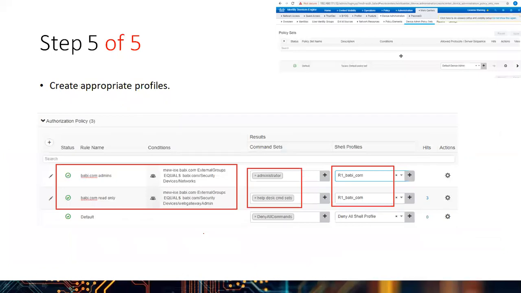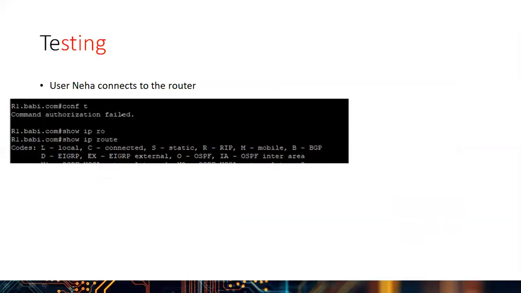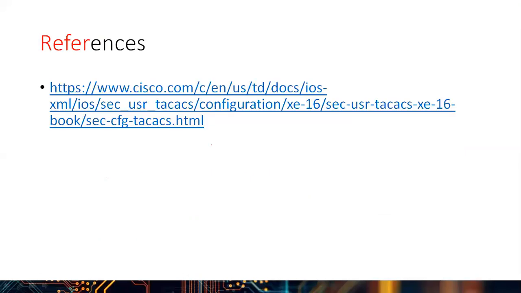Last step, where we have to create some authorization profiles, where policy is created to give access to administrators, which are part of a certain AD group, and help desk, which are part of a specific AD group. And finally, we tested where a user known as Neha is trying to log in, and she can't run the config terminal command, but she could run show ip route.